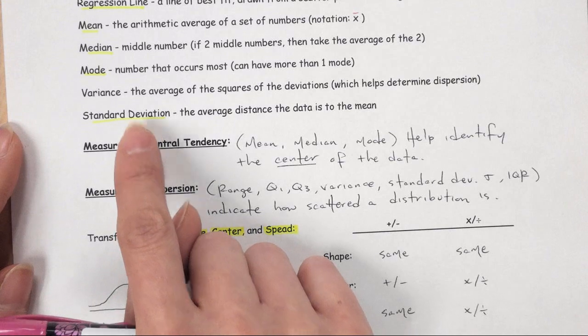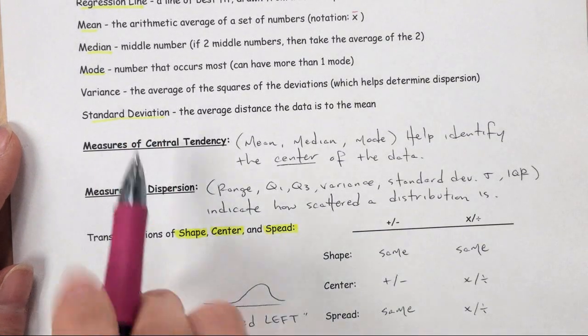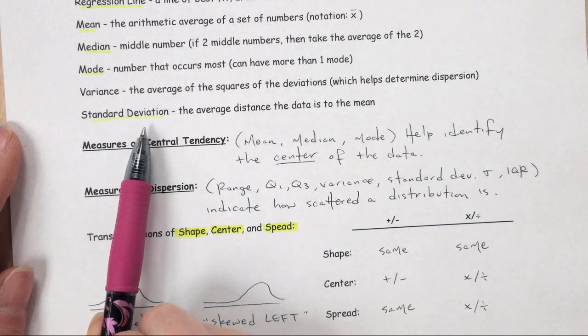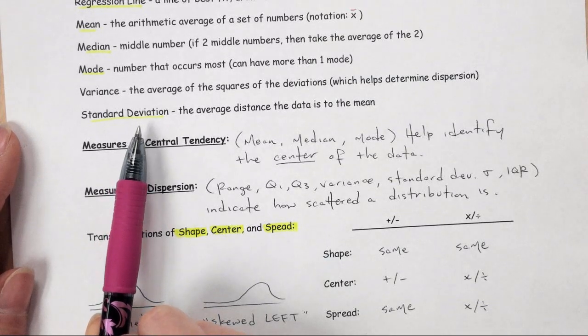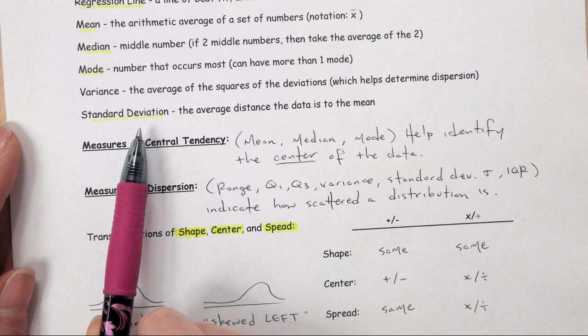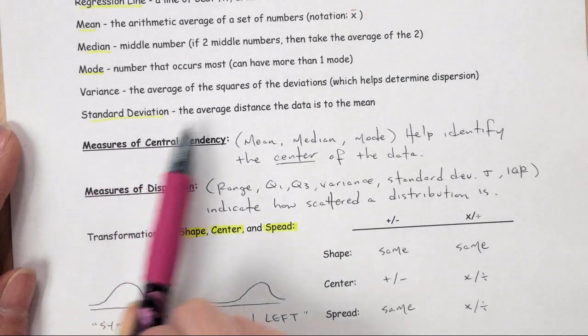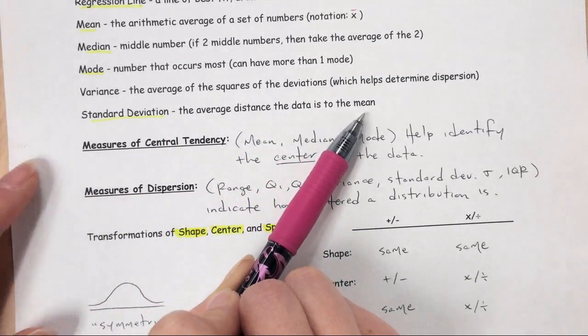Standard deviation is important. Let's say in college, your professor might say the mean was 50% and the standard deviation is 5%. So if you have a 50%, that's a C. If you have a 55%, that's a B. If you have a 60%, then that's an A. That's standard deviation. It tells you the average distance the data is to the middle, the mean.